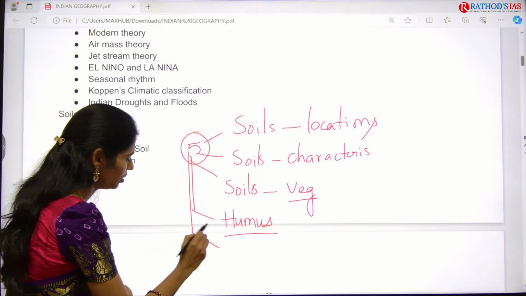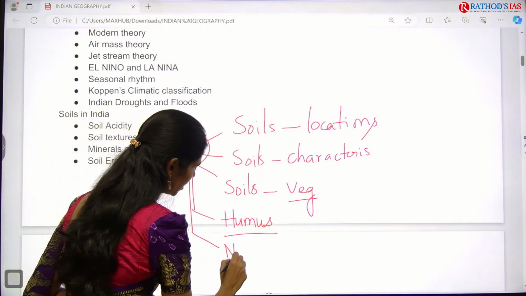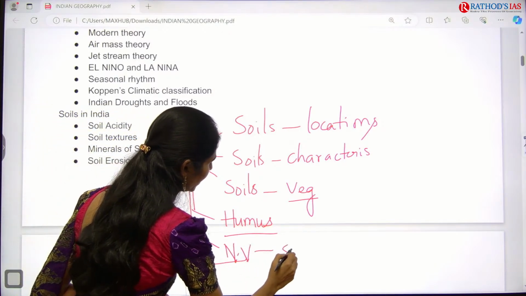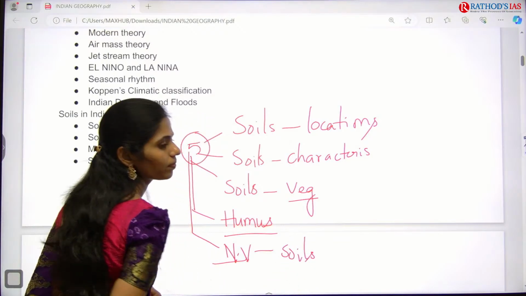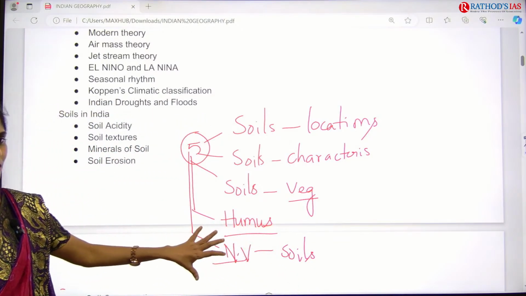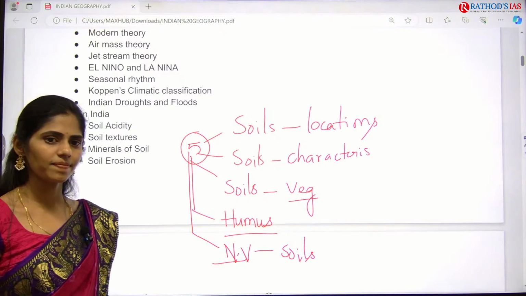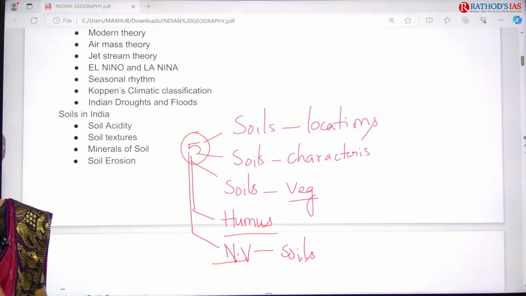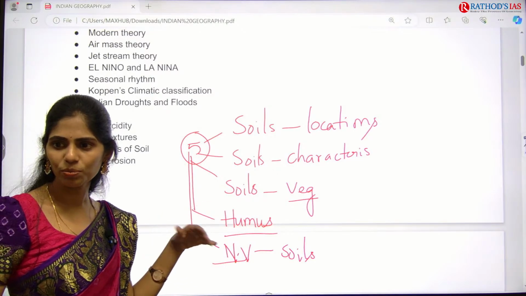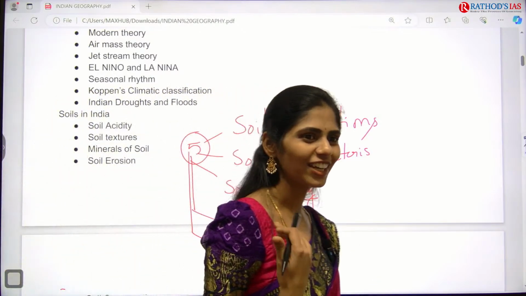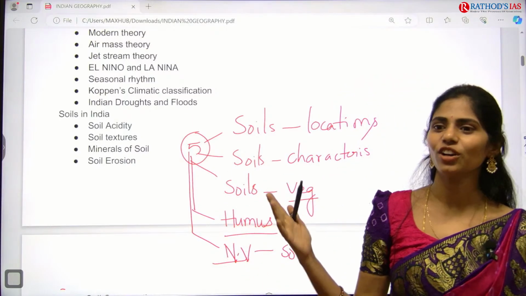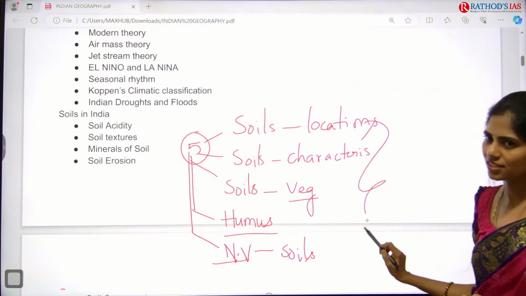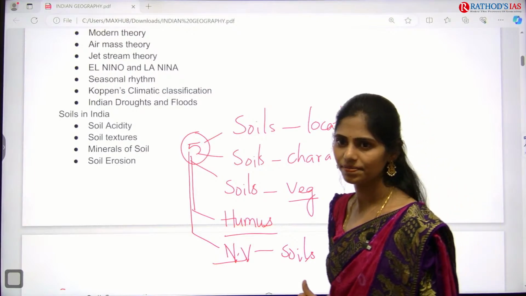And you can see that the natural vegetation chapter can be connected with soils, like in which soil which type of forest is seen. So in these 5 areas only you will be getting questions in your exam. It's not more than this. You can check any year or any central government examination, only these 5 areas. But soils is very important.